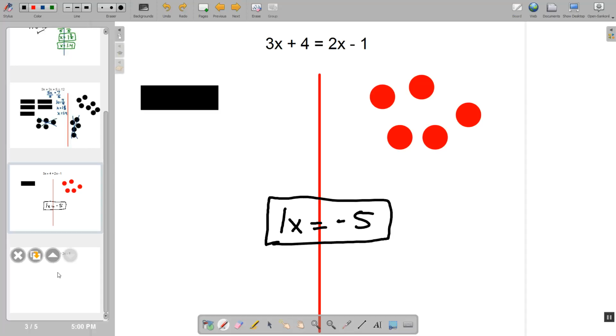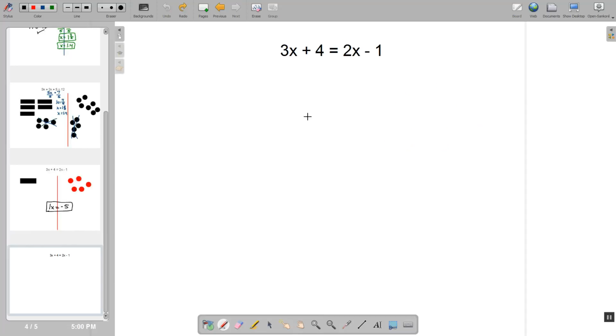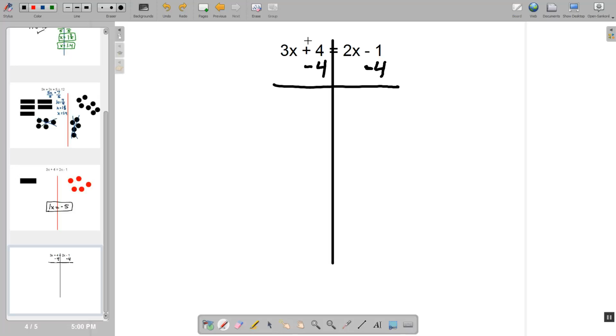Now that we've done it with plus minus chips, I'm actually going to solve this the standard way. And there's actually a couple different ways to do it, so I'm going to solve the same problem a few different ways. The first way is I'm going to do the same process that I just did with the plus minus chips. I'm going to subtract 4 from both sides right away. This is equal to 0. So I get 3x equals 2x minus 5.